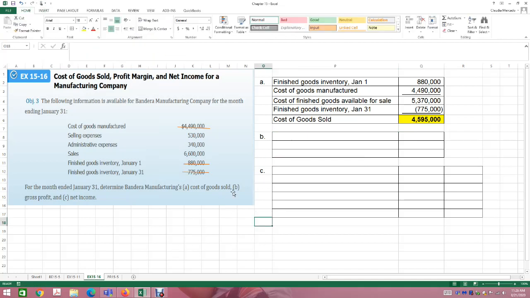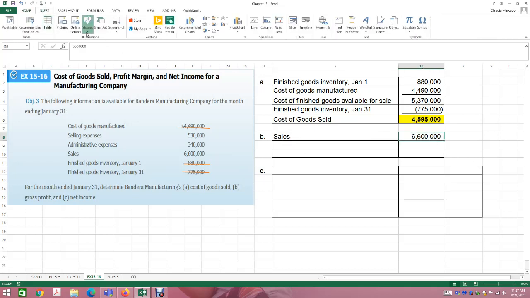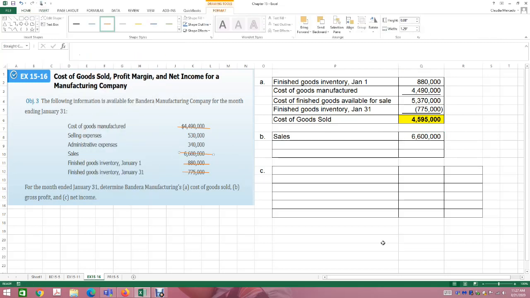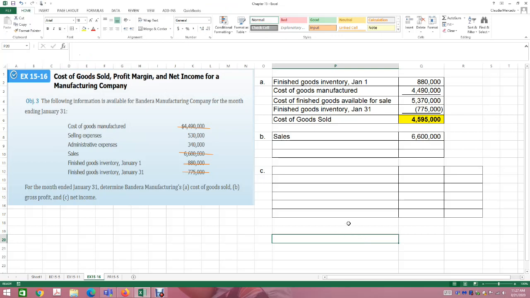Now requirement B. We have to calculate my gross profit. To calculate your gross profit, we always begin with our sales. How much did you actually have in sales? Well, according to the problem, we had sales of $6,600,000. That is what we sold our products for to our customers. That's how much they paid us. They paid us $6.6 million. Let me mark that off.